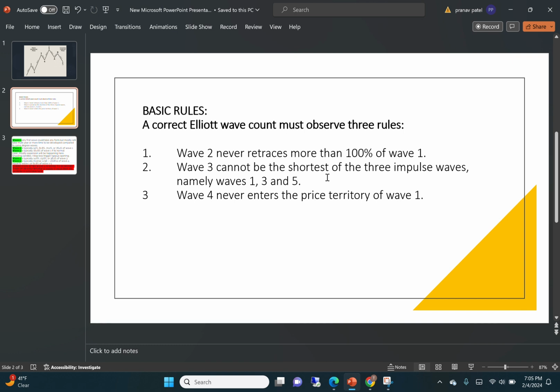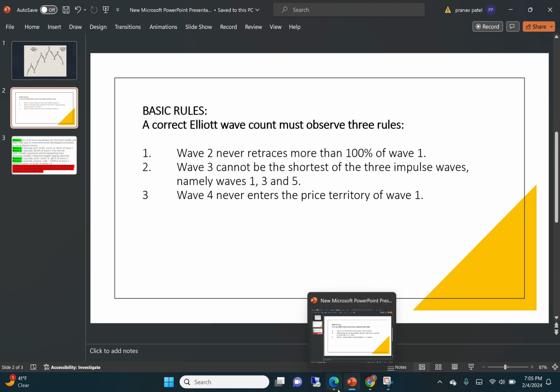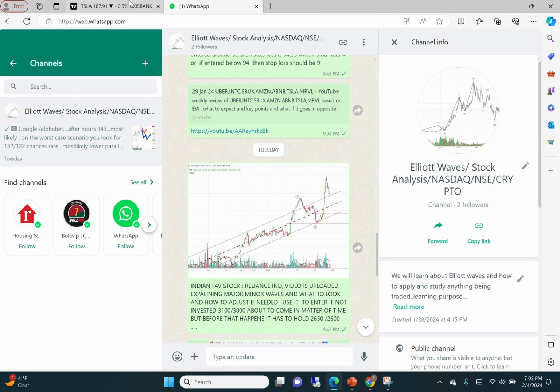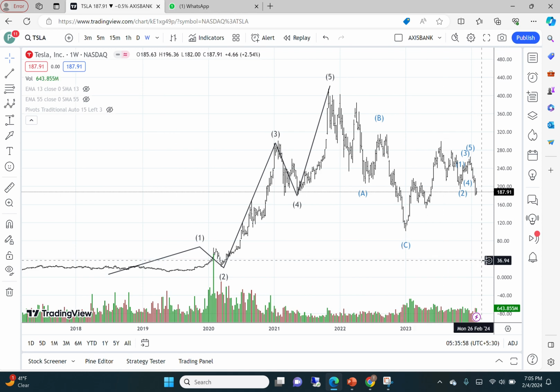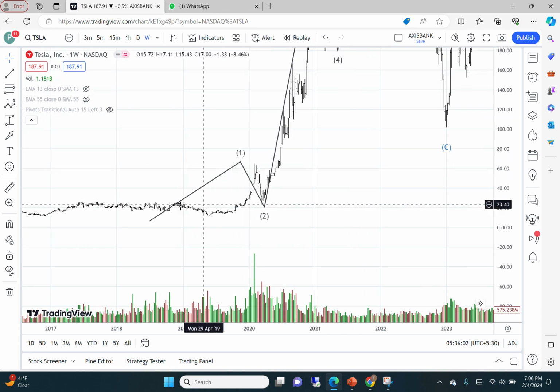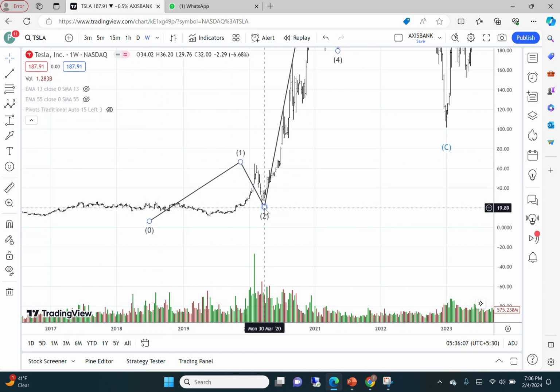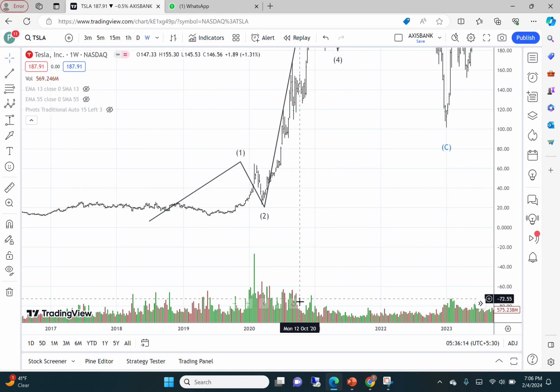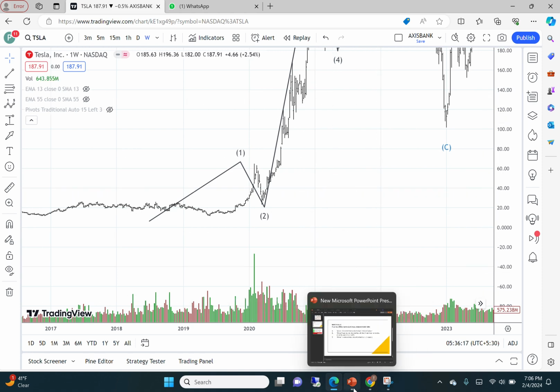So the basic rules that we went through earlier: number one rule was wave 2 never retraces more than 100% of wave 1. What that is telling us basically is that if you are plotting anything, if this is my 0 over here, 1 is over here, then wave 2 should not be tracing back or going lower than my start point of 0. So that's a very basic rule, number one.